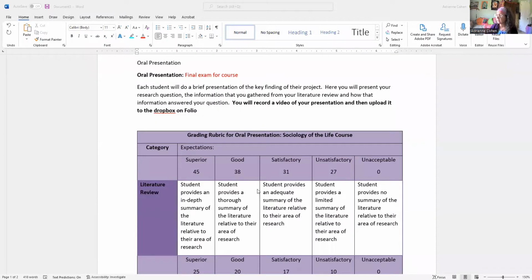But let me just share this document because this will go over the expectations. This is on Folio under that final project. This is the last component, which is the oral presentation.